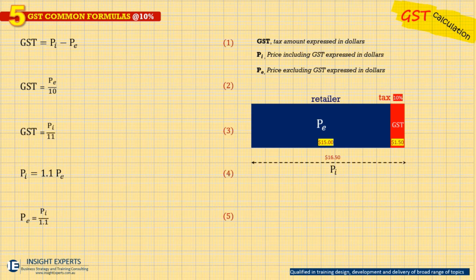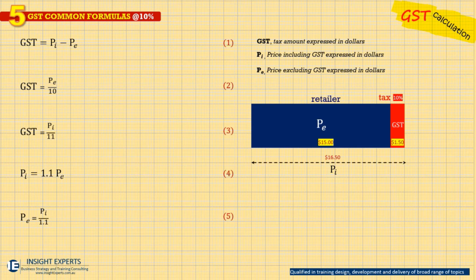Now, when I add both the price excluding GST and the GST amount, I get $16.50, which is the price including GST, and that is the price payable by the customer at point of sales. So with that example, let's go ahead and calculate the GST in 3 different ways: equation 1, equation 2, or equation 3.